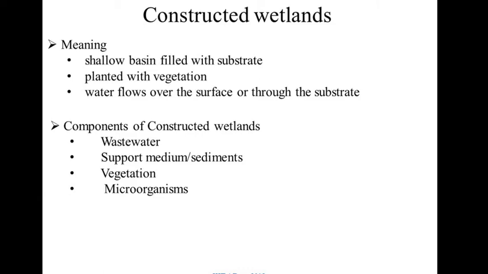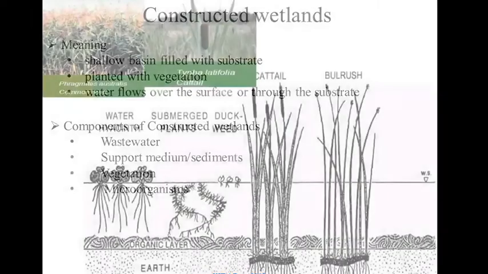So what are the parts? The first one is the wastewater. Next, the support medium. Next, vegetation, and next, microorganisms. So these are the four component parts of the constructed wetlands.